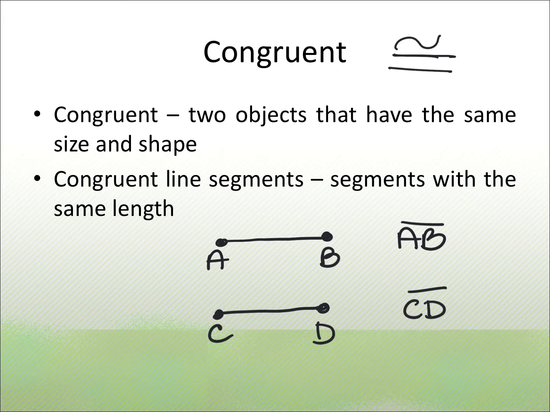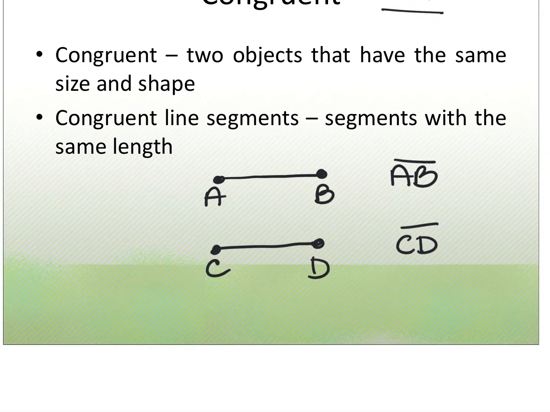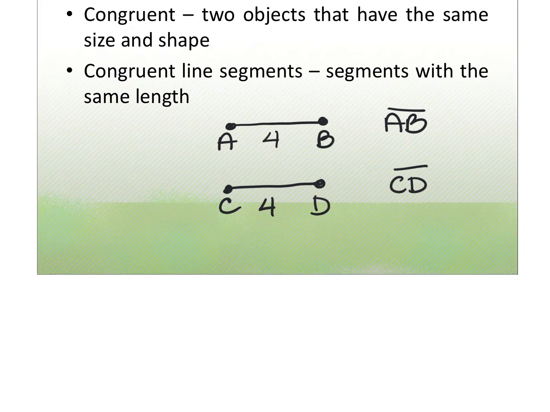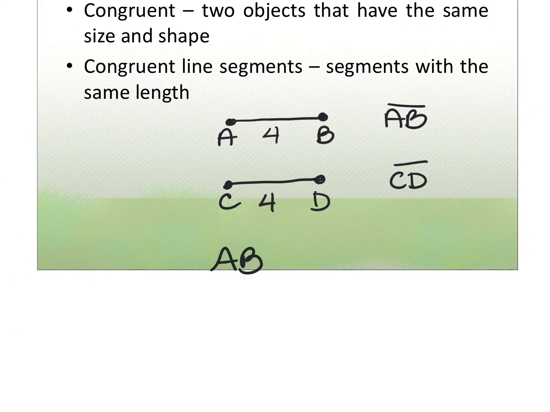So in this case, looking at this, I cannot assume that these two segments are congruent. I have no idea how long AB is, and I have no idea how long CD is. If I was asked to prove that these two segments are congruent, I would either need to be given the measurement of the segments. So let's say I told you that segment AB had a length of 4 and CD also had a length of 4. Then I could state that AB is congruent to CD.